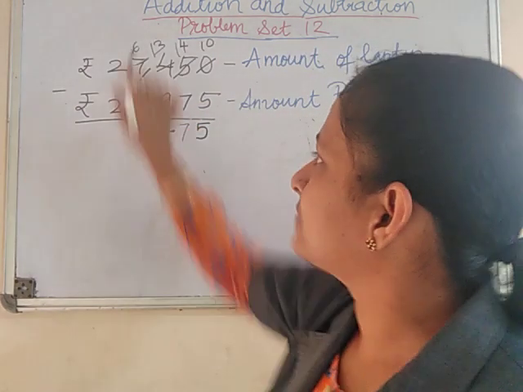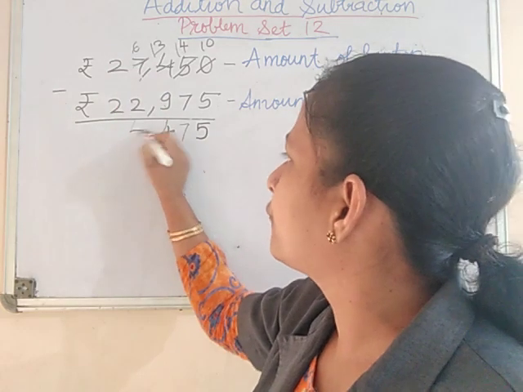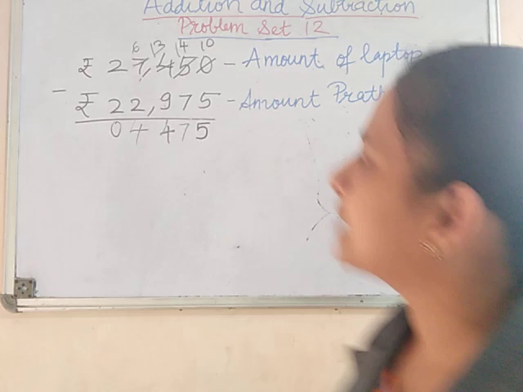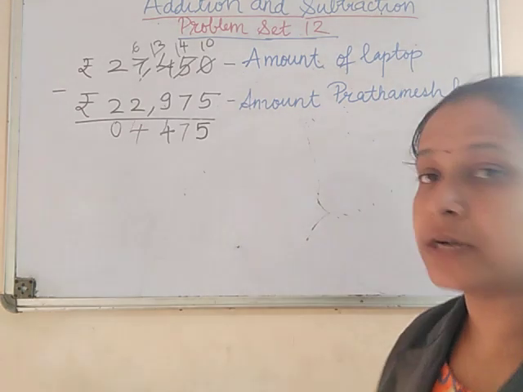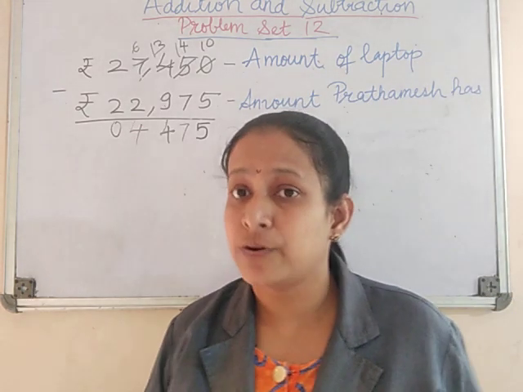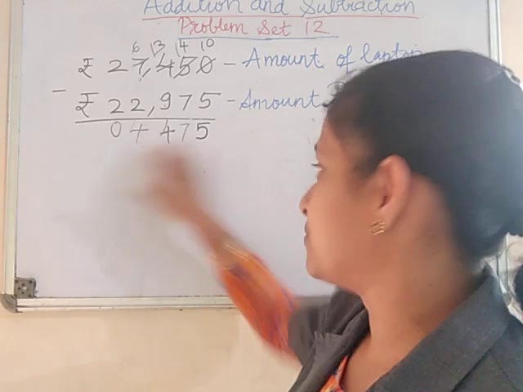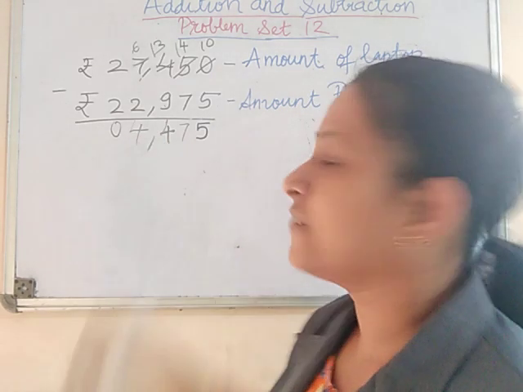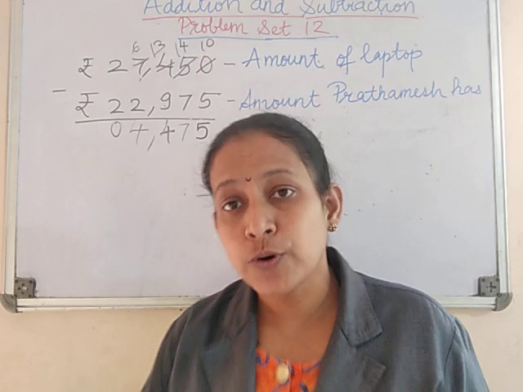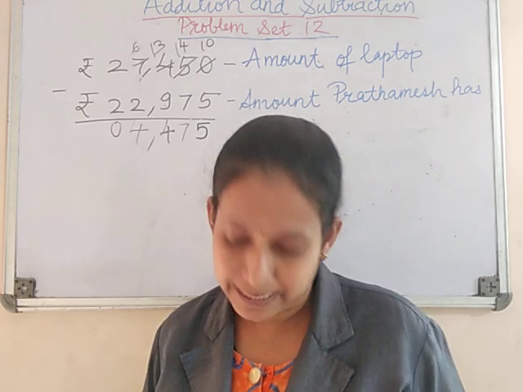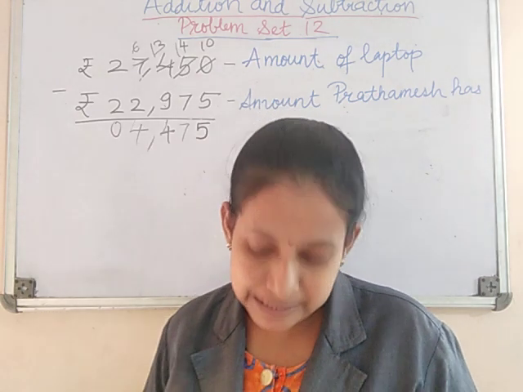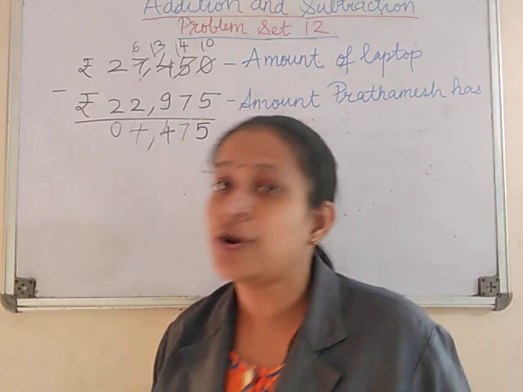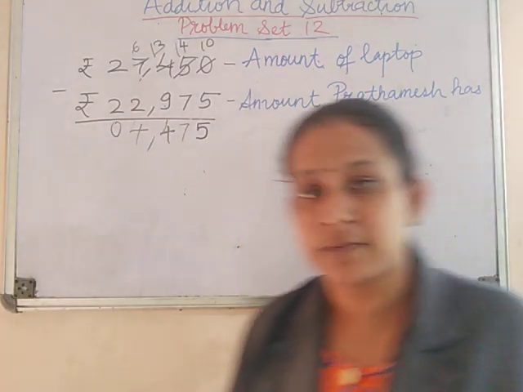Then we have 6. 6 minus 2 is 4 again, and 2 minus 2 becomes 0. So the amount that Prathamesh is lacking is rupees 4,475, the amount more needed to buy the laptop. So how will we write this in the form of a statement? As I mentioned previously also, you need to conclude a word problem by writing a statement.